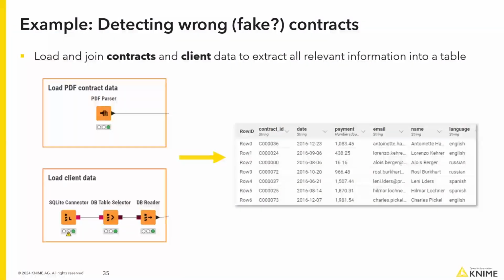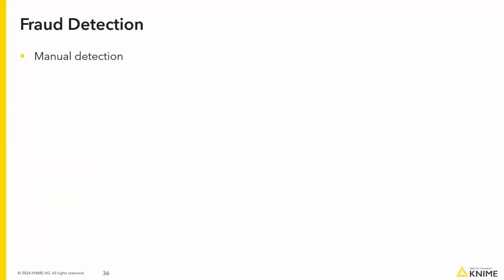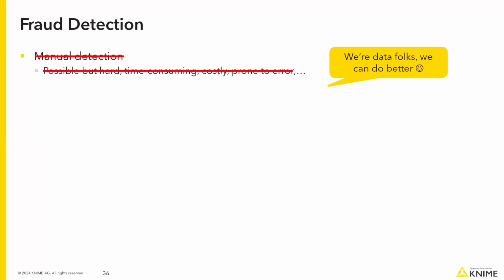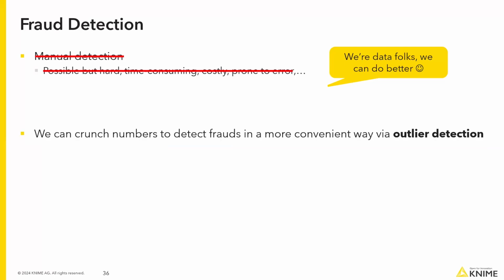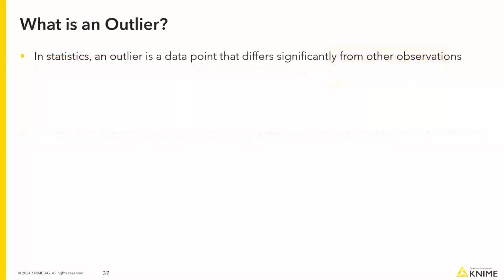So first we will get the data from different sources, from PDF contracts and also from client data in a database, and then create one table with all the information that we have about the contracts. And how can we actually then detect fraud? Well, of course, you can detect it manually, but this is not what we want to do here. Obviously, we want to use the data to detect fraud automatically. And this is often done with outlier detection methods.